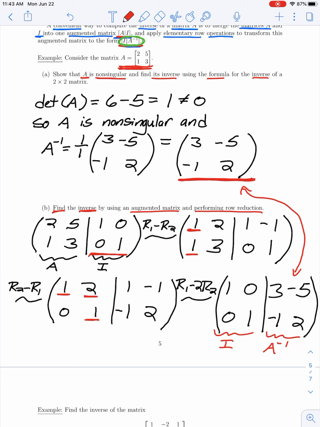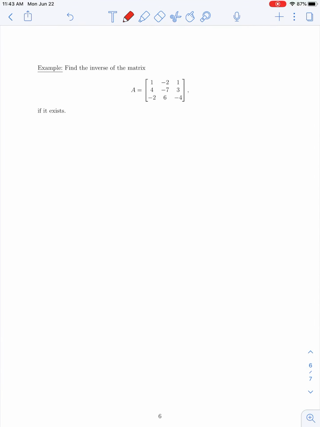So let's look at some other examples, maybe moving on to more difficult cases than 2 by 2s. So in this next example, we are asked to find the inverse of the 3 by 3 matrix given here, if it exists. So we've thus far only defined the determinant of a 2 by 2 matrix, which told us whether or not our matrix was singular. So in this case, if we have a 3 by 3 matrix, how can we determine if it is singular or not?